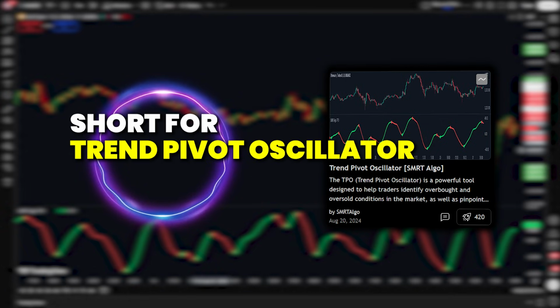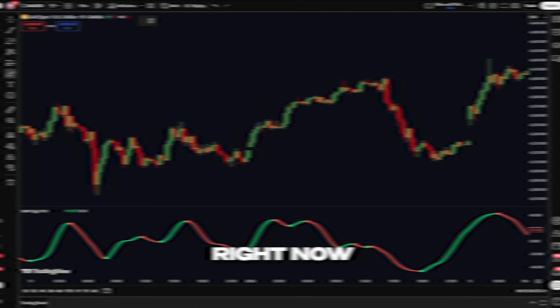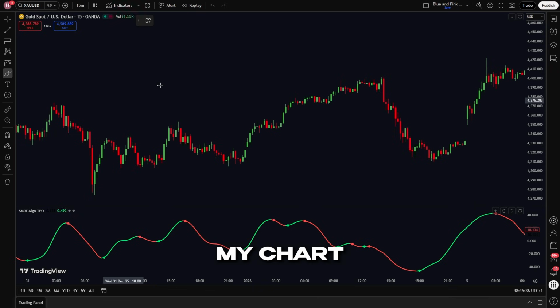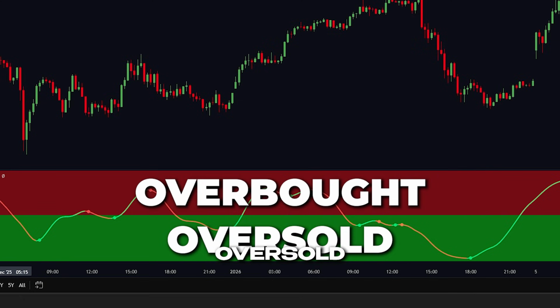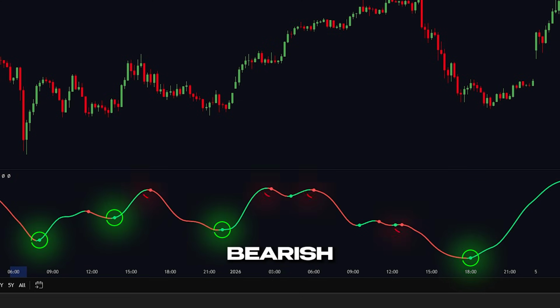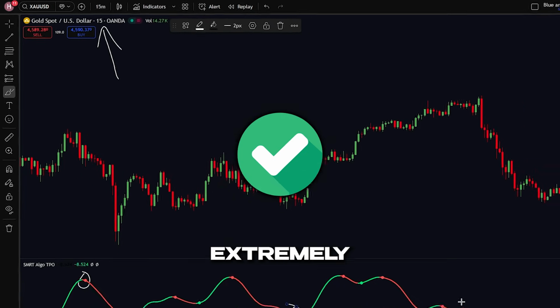Short for Trend Pivot Oscillator, and how to use it correctly to improve your timing and avoid low-quality trades. Right now, I've got the TPO loaded on my chart using the default settings. By default, it highlights overbought and oversold conditions, along with clear bullish and bearish momentum shifts. I'm using the 15-minute time frame, which works extremely well with this indicator.